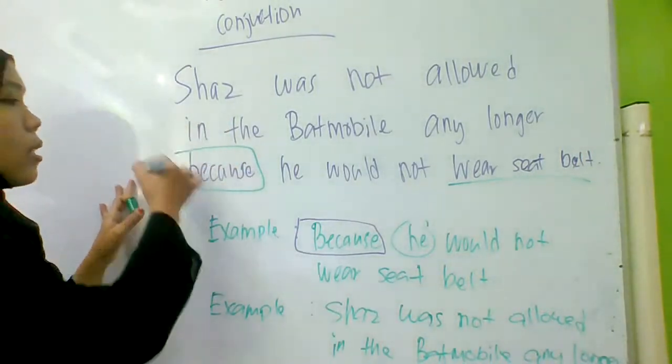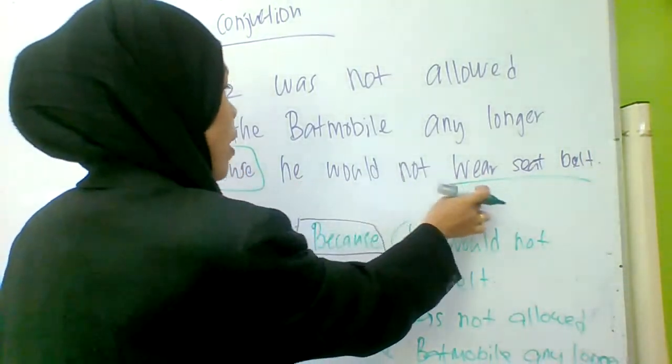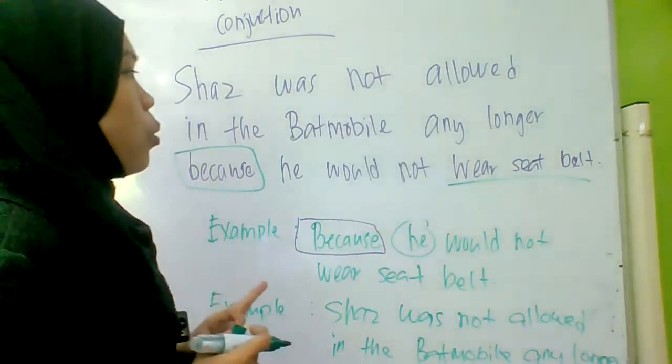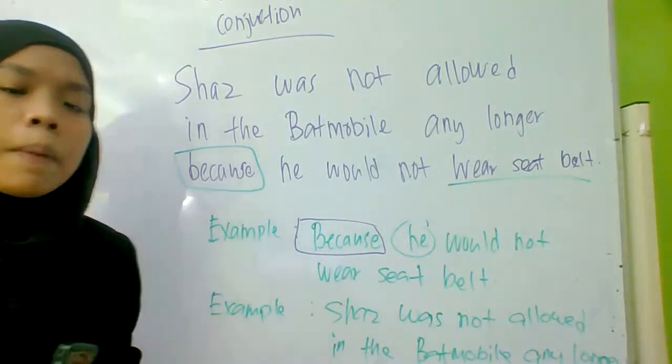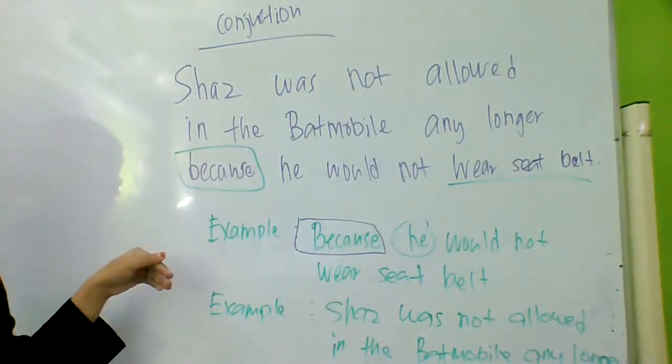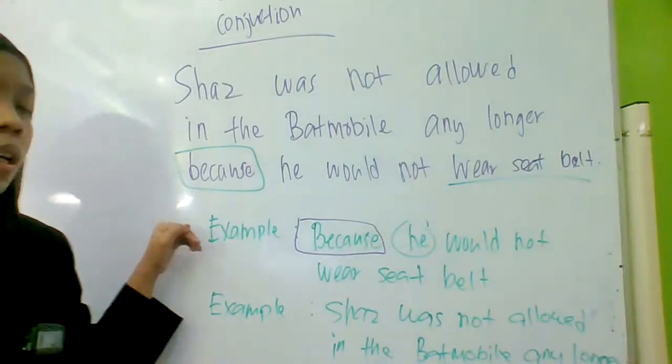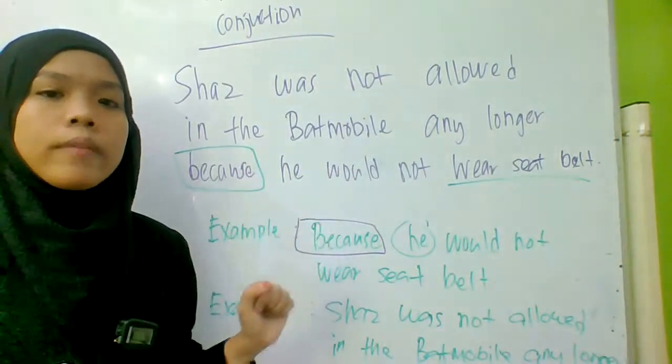It answers: because he would not wear a seat belt. Or, Shaz was not allowed to go to the playground because he did not complete his homework, for example.